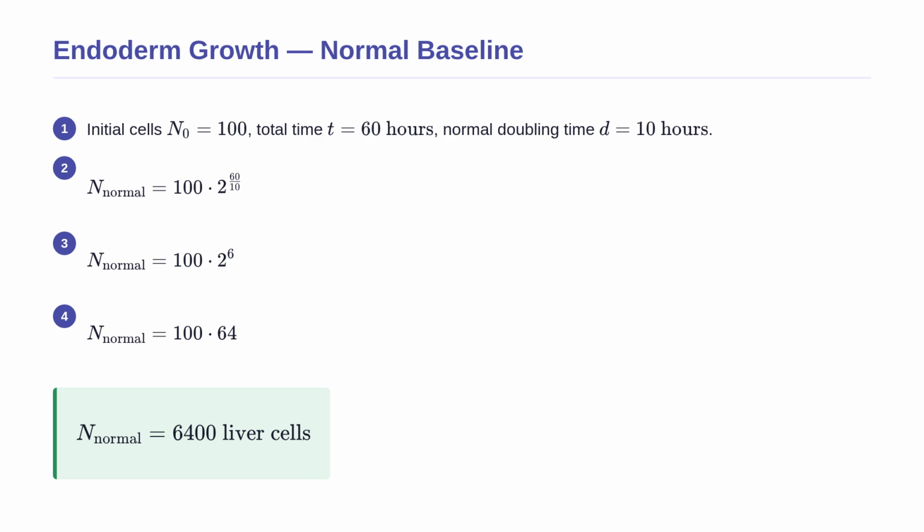We plug our values into the exponential growth formula. The exponent becomes 60 divided by 10, which means the cells will divide exactly 6 times during this window. 2 to the power of 6 is 64, which is our growth multiplier. Multiplying the initial 100 cells by 64 results in a healthy, fully formed liver primordium containing 6,400 cells. This is our baseline for healthy development.